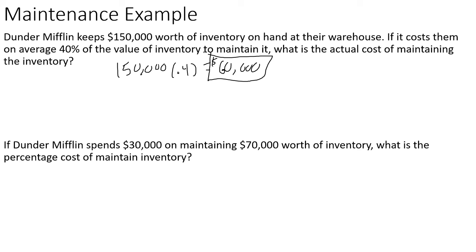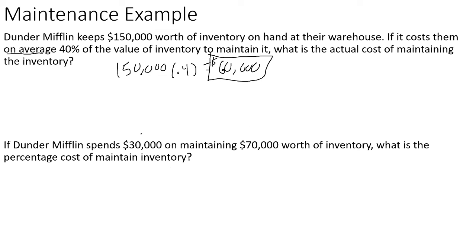Now maybe they had a really good year this year and they've really upped their systems and really cut down on waste, and maybe the percentage is going to be less. But on average, that's why it says here, on average, based on past data, it costs them about 40% of the value of inventory to maintain it.